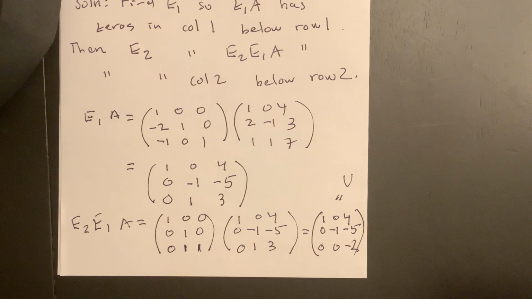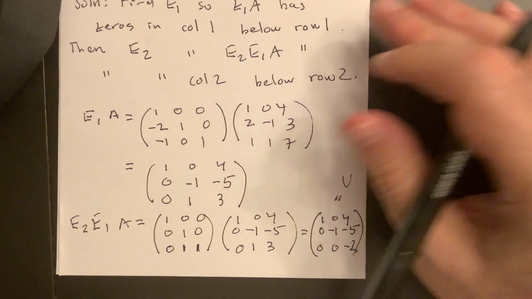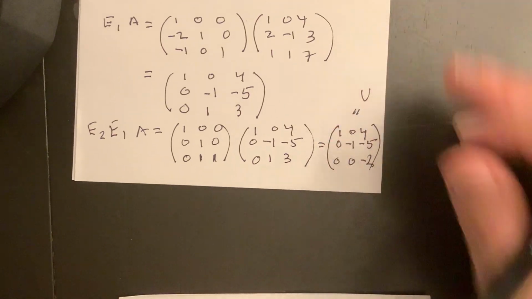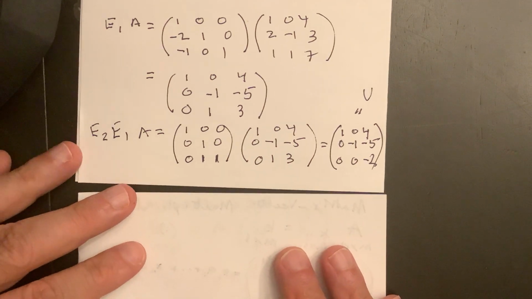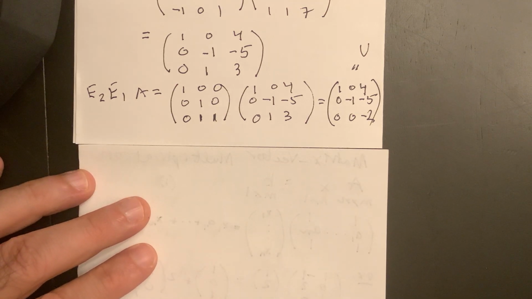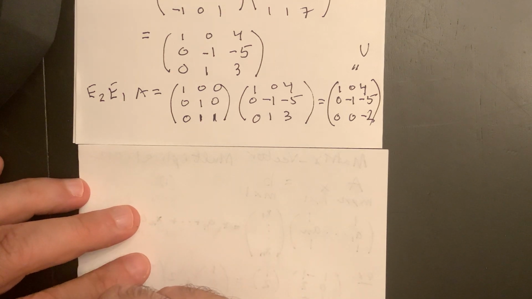Now, why do we do all this instead of just solving? Well, I want to show you that now I can write A as a lower triangular matrix times U, okay? So, first of all, we have U. And we have E2 and E1.